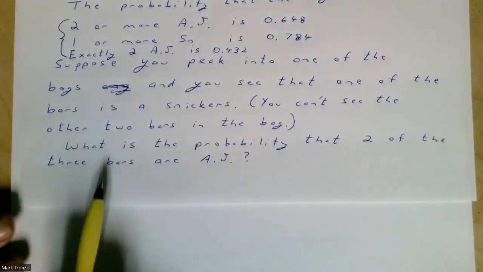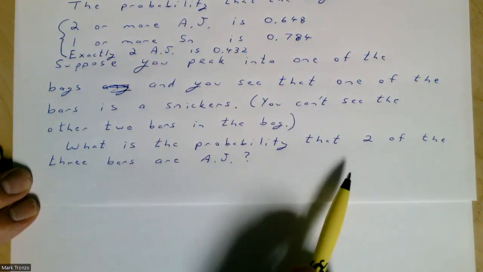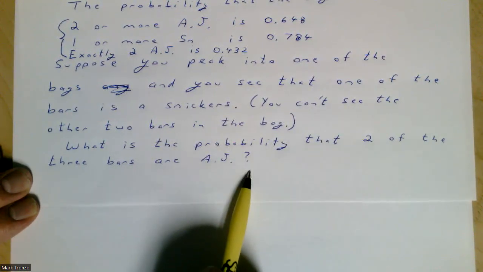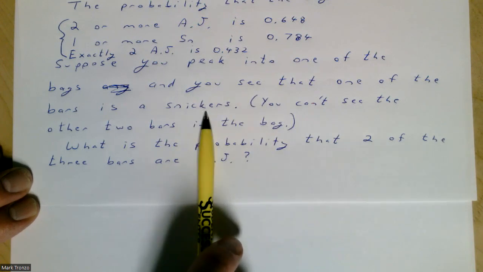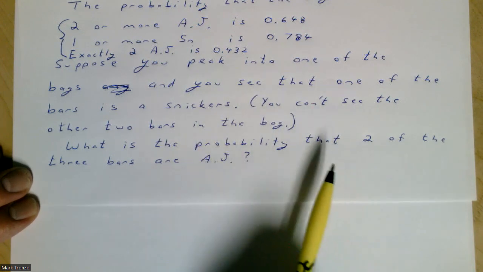Again, our goal is to find the probability that 2 of the 3 bars are Almond Joys. Of course, what that means is, since we already know one of them is a Snickers, we're asking what's the probability of the other 2 bars being Almond Joys? And so, the solution.